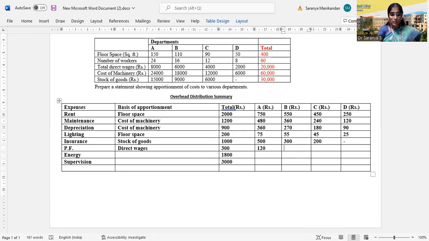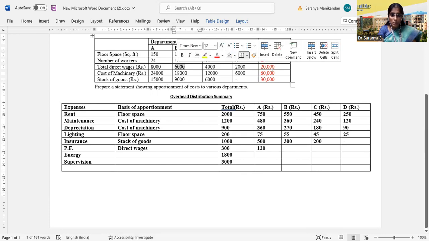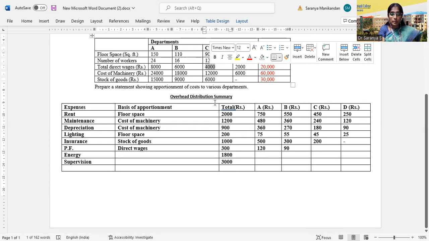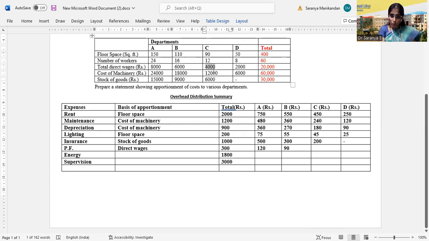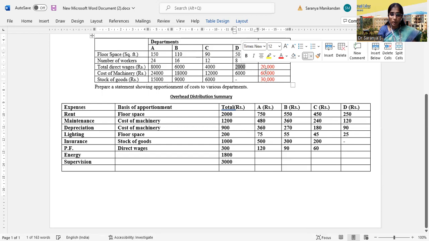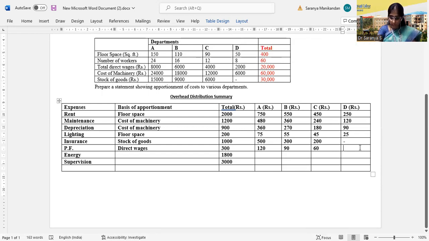Okay, and for B department, 300 into 6,000 by 20,000. So how much you will get? 90 rupees. And for C department, it is given as 4,000. So the calculation goes like this: 300 into 4,000 by 20,000. So ours will be 60. And the next calculation for D department, 300 into 2,000 by 20,000. So how much you will get?